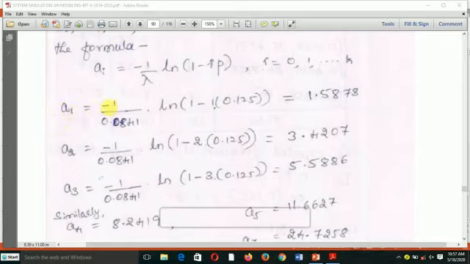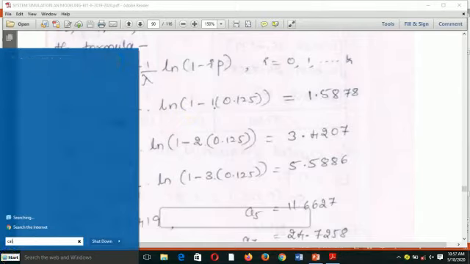It means that a1 will be equal to minus 1 over lambda, which we saw is 0.0841, times ln of 1 minus i, where i is 1, multiplied by p, which is 0.125. So how do we calculate it? You already know it. You can use a calculator on your computer.